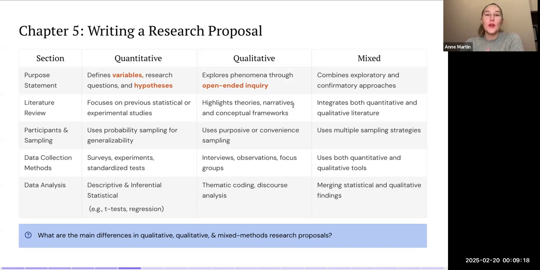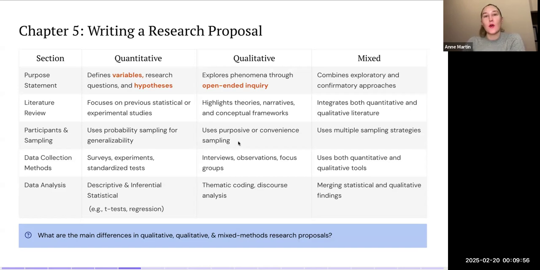In the literature review, you will talk about different studies that might inform it. Participants and sampling: the literature review is going to have a lot of similarities, especially for our purposes in this class. For participants and sampling in a quantitative method, you might use a random or maybe a non-random method to choose your participants, because in a quantitative study, you're likely more concerned with generalizability. And so thinking about your sampling method will have a lot of implications for the potential generalizability.